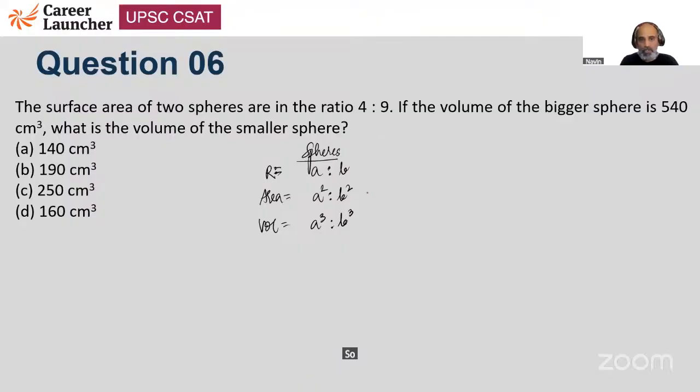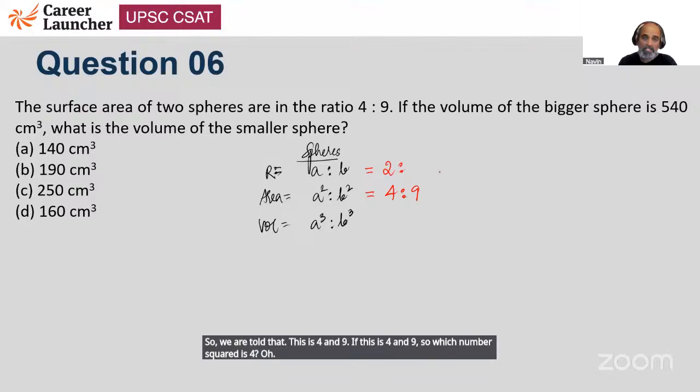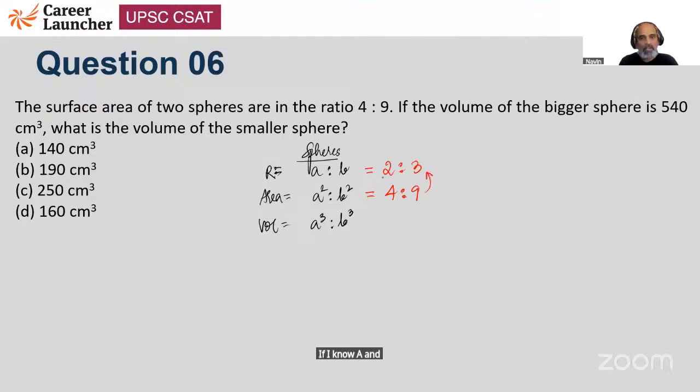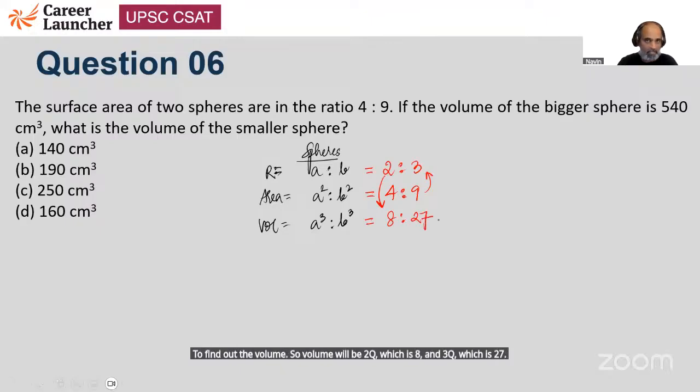So we are told that this is 4 and 9. If this is 4 and 9, which number square is 4? Oh, 2. Which number square is 9? Oh, 3. If I know A and B, now I can use it to find out the volume. So volume will be 2 cube, which is 8, and 3 cube, which is 27. This is the first understanding.